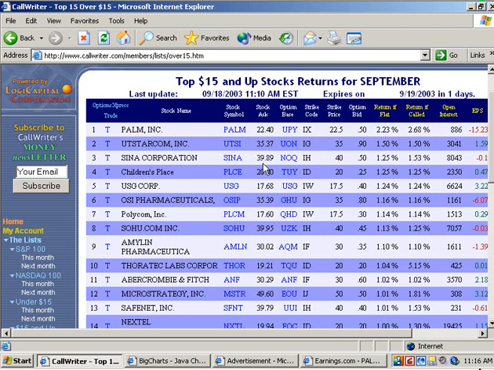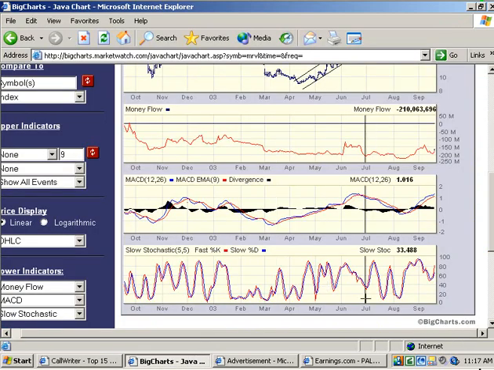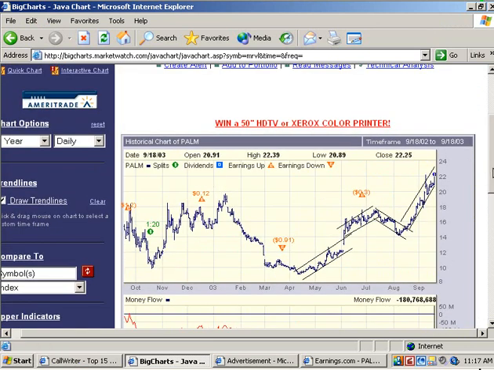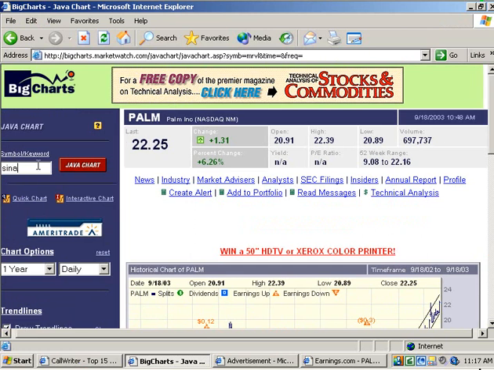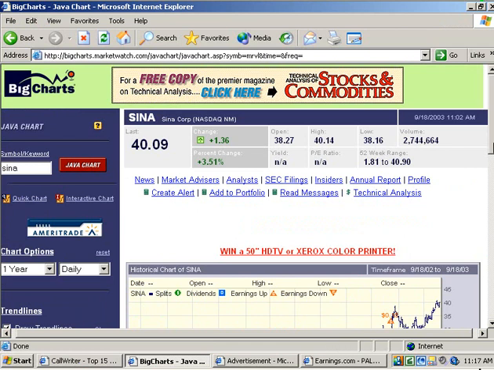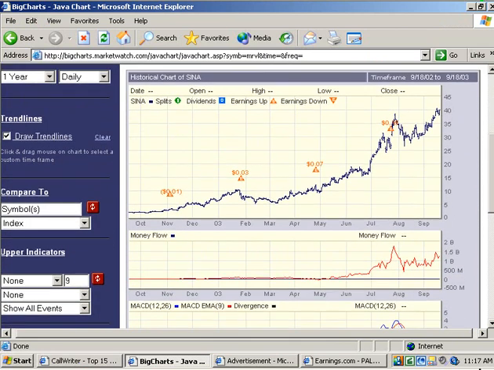So let's go to the next one, which is SINA. And this one here, we'll be able to buy and sell the $40 strike price. So let's go to the third one here for SINA. And then we're going to write down the price of $39.89. Okay, let's take it through the test. First, we're going to the chart test. We're going to simply put in the symbol SINA, and then click on the Java chart. And let's read this one pretty quickly here.